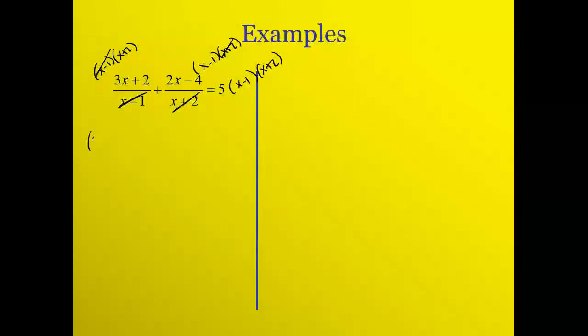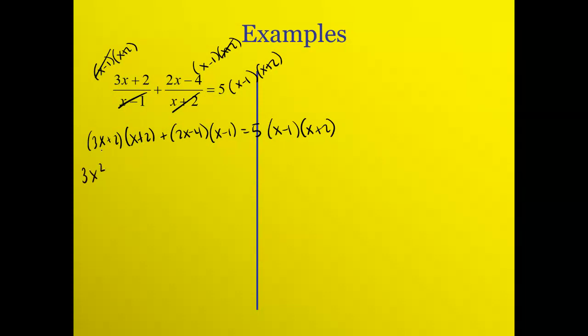So now I've got 3x plus 2 times x plus 2 plus 2x minus 4 times x minus 1 equals 5 times x minus 1 times x plus 2. Let's multiply everything out. 3x squared, 6x and 2x is 8x plus 4, plus 2x squared minus 2x minus 4x is minus 6x plus 4 equals 5 times x squared, 2x minus x is x minus 2.